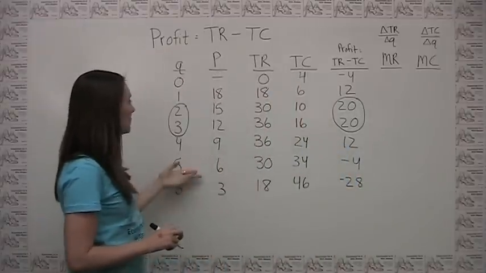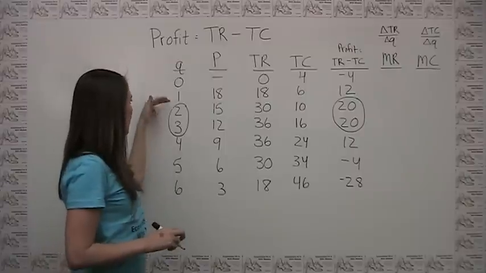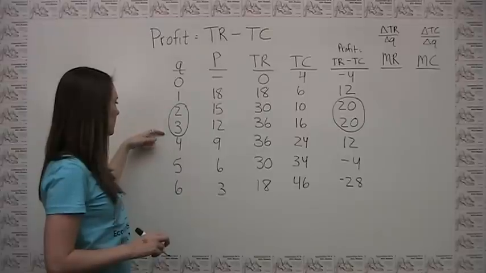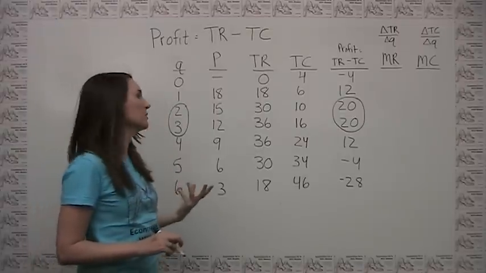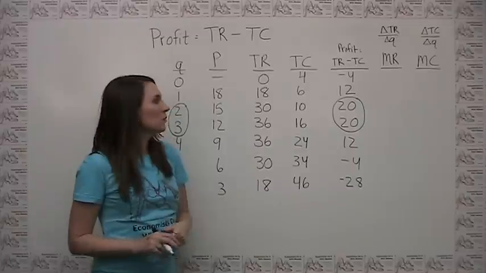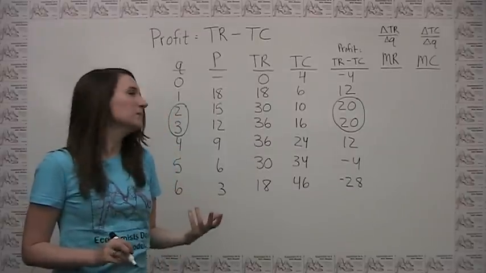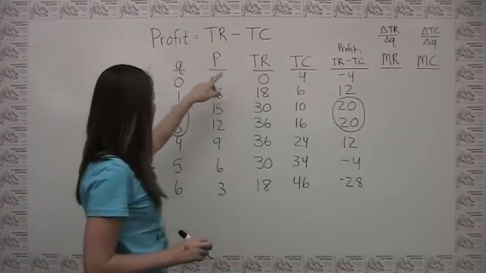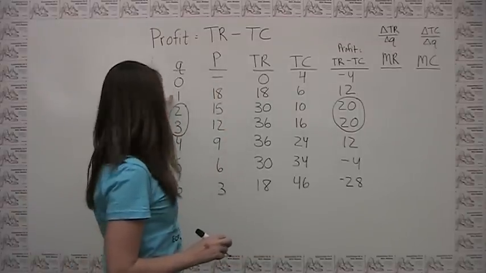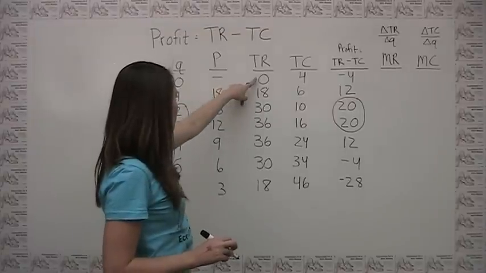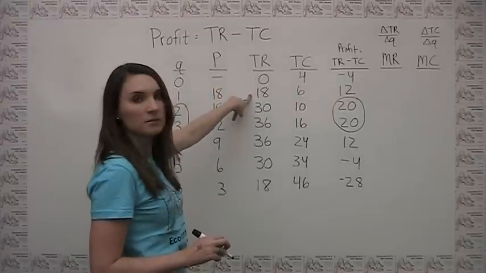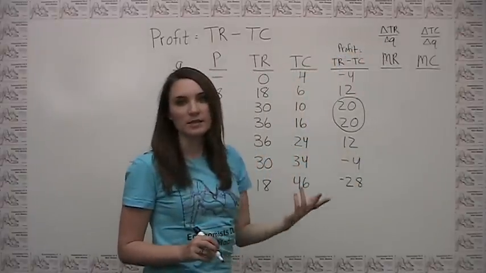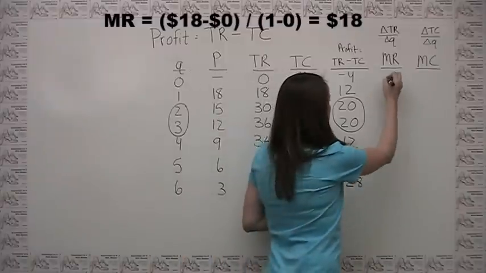And we can go through here and calculate, at each change in quantity, whether it be going from 0 to 1, 1 to 2, 2 to 3, 3 to 4, and so on and so forth, marginal revenue and marginal cost. So for example, on the marginal revenue side, when we go from a quantity of 0 to a quantity of 1, our revenue goes from 0 to 18, then our change in total revenue divided by change in quantity is just 18 divided by 1, or 18.